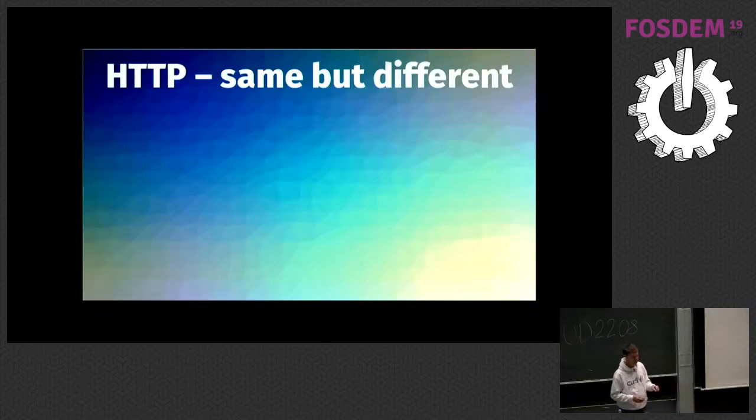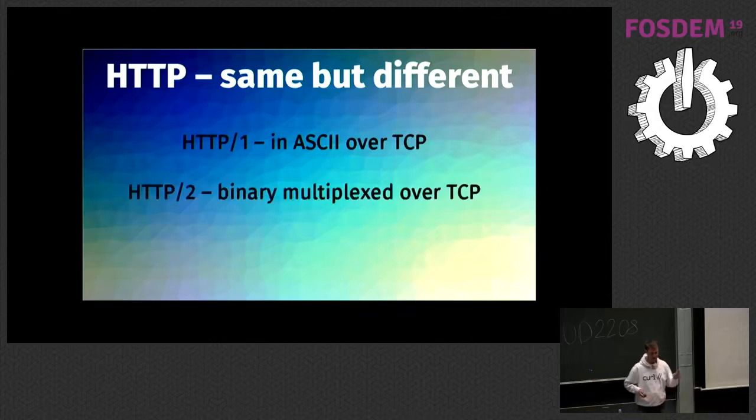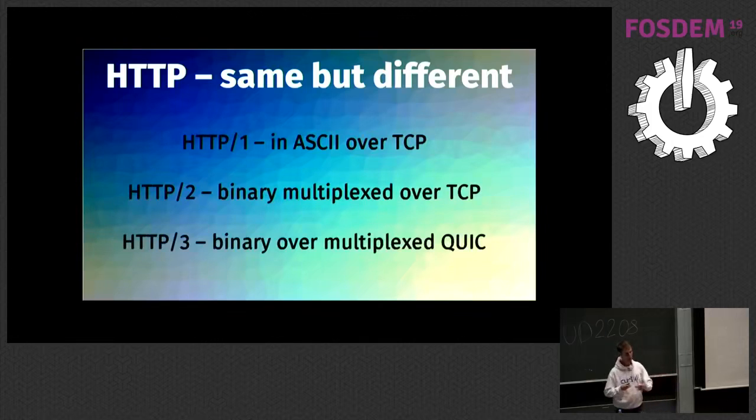But underneath, HTTP was an ASCII-based protocol over TCP. In HTTP/2, we changed that to a binary protocol with multiplexing over TCP. But with HTTP/3, we go back to a simpler implementation because now the streams are provided by QUIC. And all of it, of course, is binary.